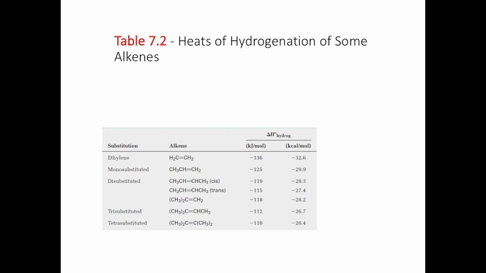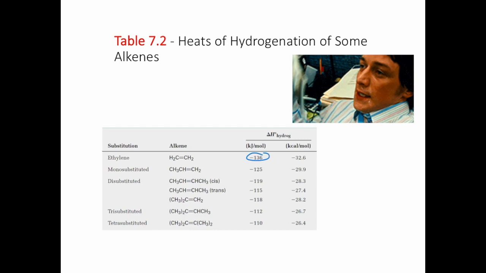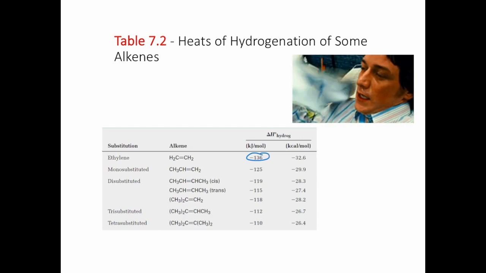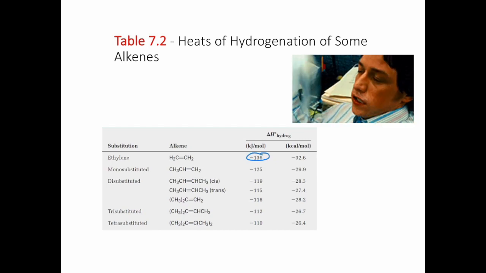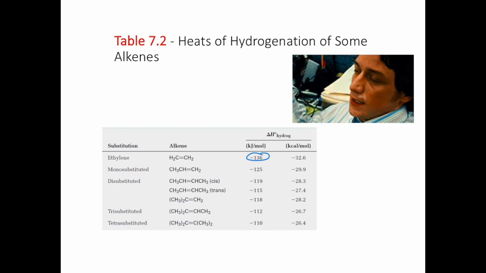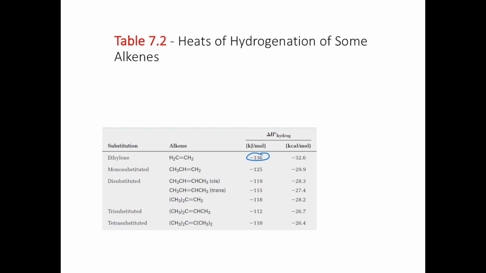And so chemists have been able to figure out the heats of hydrogenation for a variety of alkenes by doing the hydrogenation reaction and then measuring how much heat is released. And if you see here, the more heat released, the less stable the starting material. So ethylene, which has no substitution, is less stable than monosubstituted alkenes, which are less stable than di-substituted alkenes. And notice cis is less stable than trans.